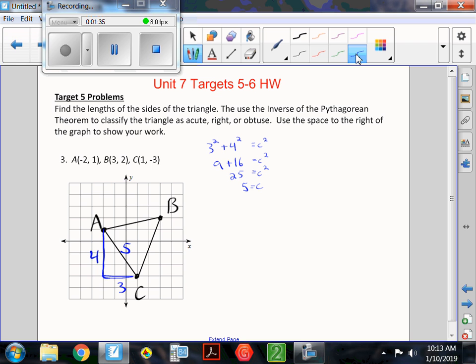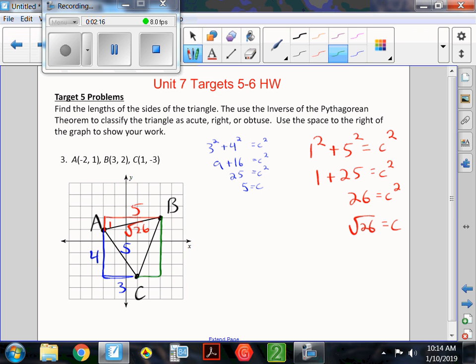Then let's look at AB. So for this triangle, I counted up 1 box, and I went over 5. That is not a Pythagorean triple. 1 squared plus 5 squared is going to equal my C squared. So 1 plus 25 equals C squared. 26 equals C squared. Square root of 26 is equal to C. And that cannot be reduced. So there's my square root of 26, which is a little bit greater than 5. If you type that into your calculator, you'll get something a little bit larger than 5.